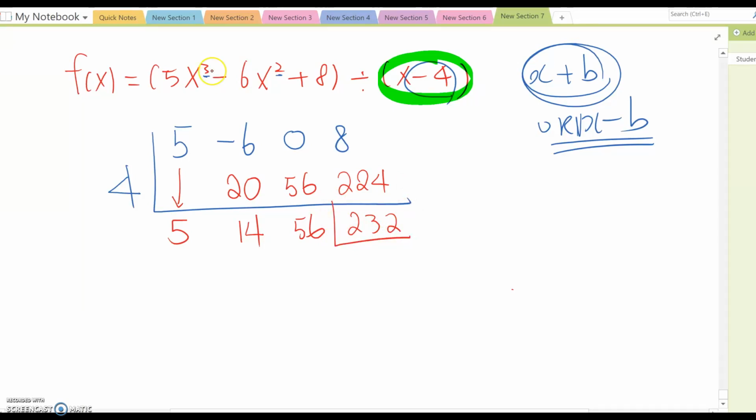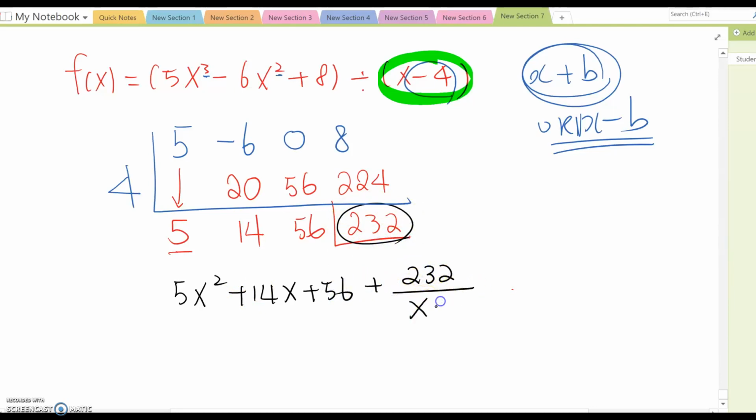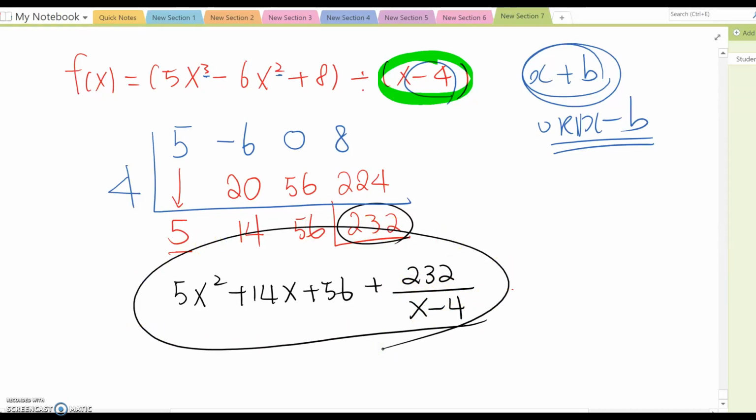And because it begins from cubic power, the starting term must be square power. Synthetic division means we always reduce one power, because we are dividing by one single power of x. So the answer becomes 5x squared plus 14x plus 56, and now the remainder, plus 232 over the divisor x minus 4. That will be the answer for this problem.